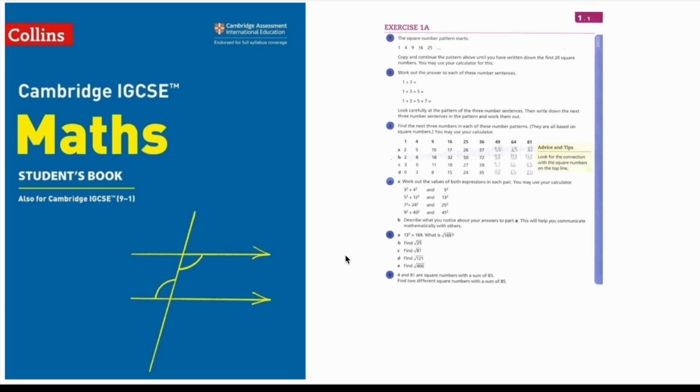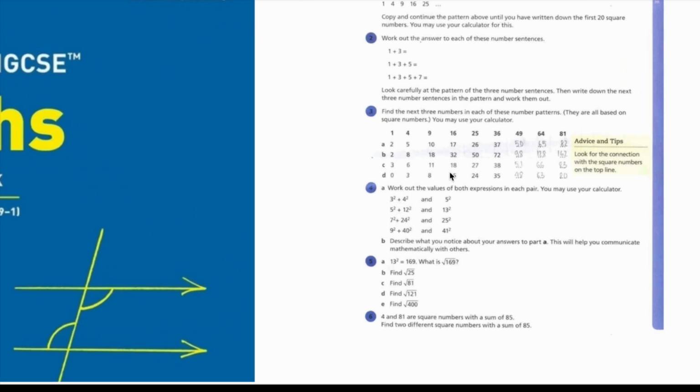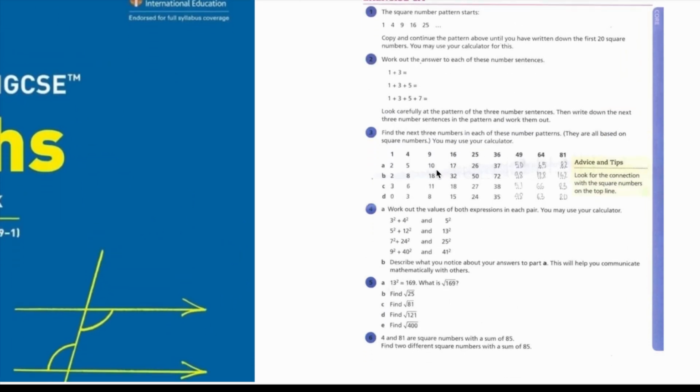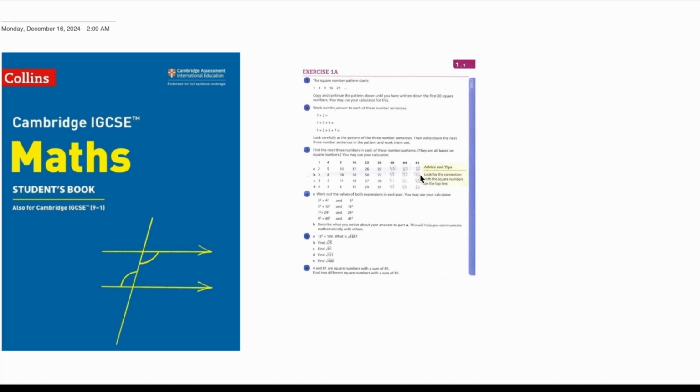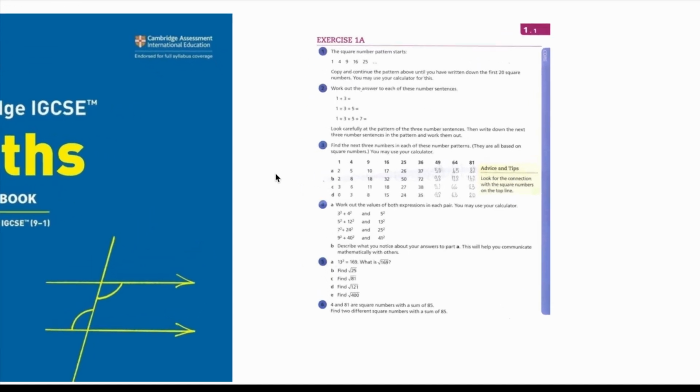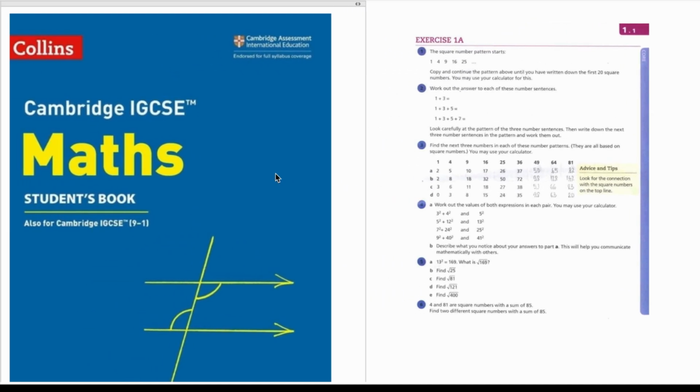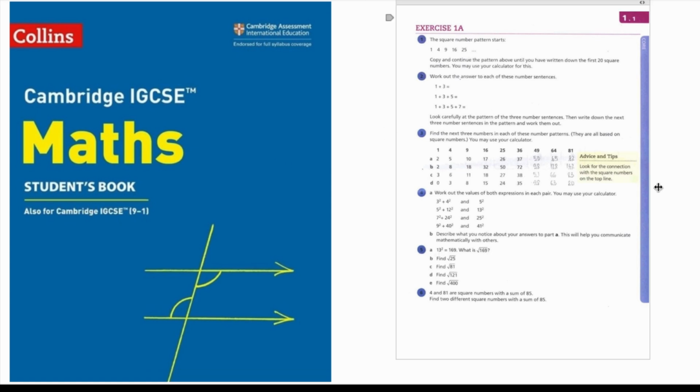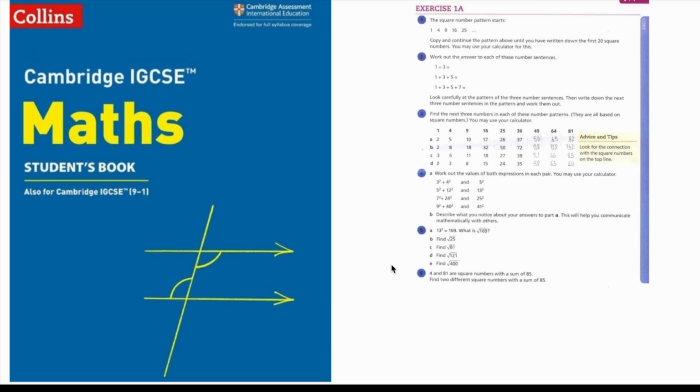So now we are going to discuss Grade 10 Mathematics Chapter 1 Exercise 1A. As I have mentioned here, you can see it. These are the questions we are going to discuss in today's session. If you have any doubt regarding the solution or you want the PDF of the solution, you can comment down in the comment section. So let's start with the very first question.